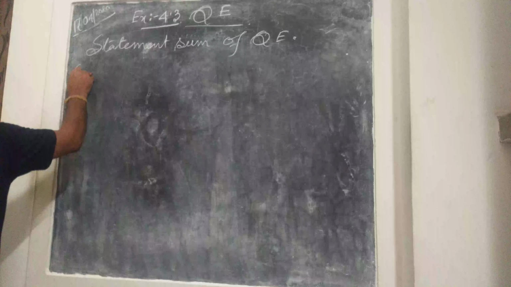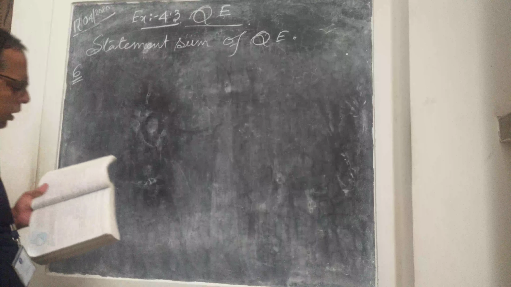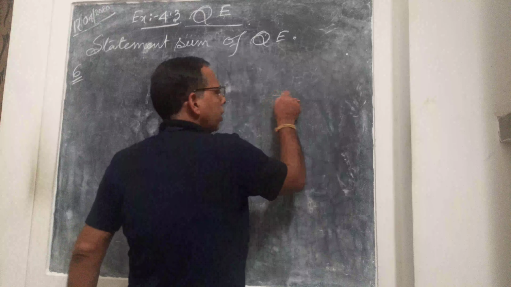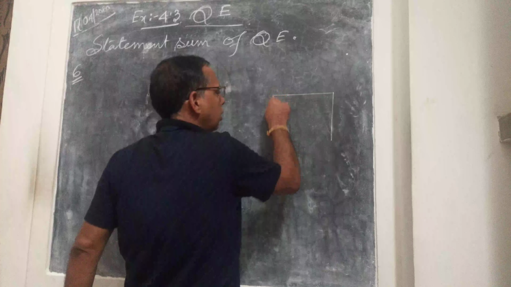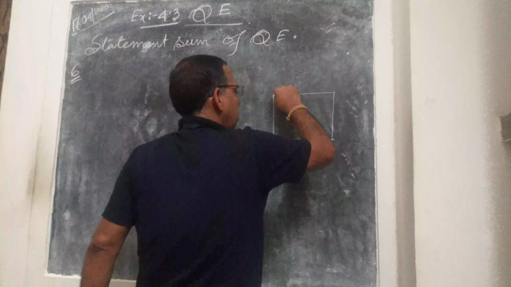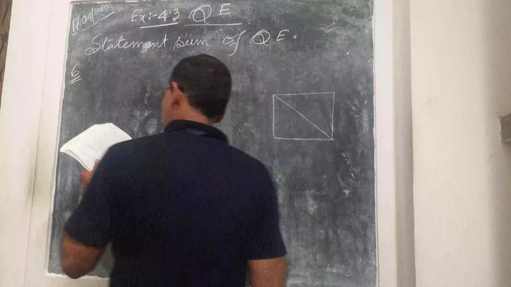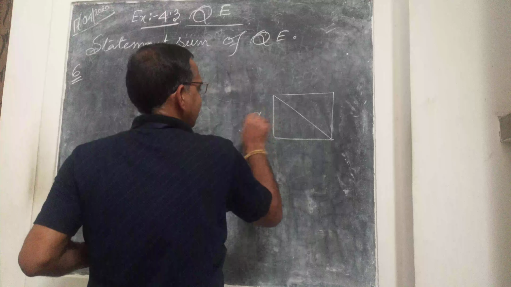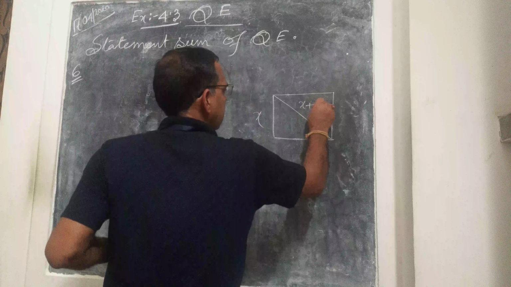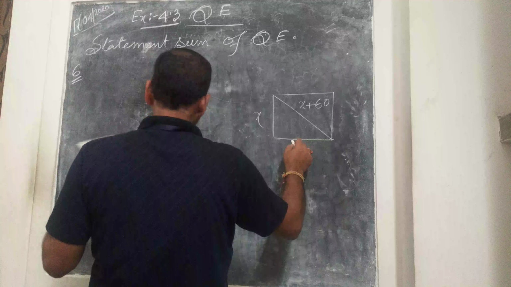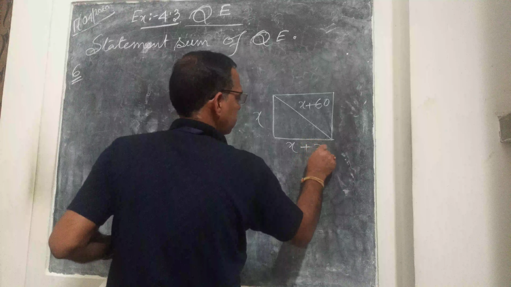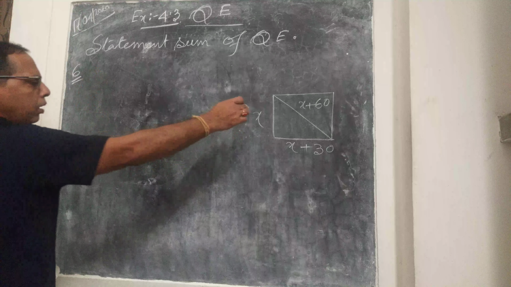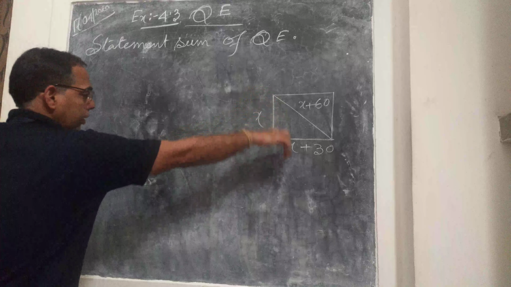Now next, see question number 6. The diagonal of a rectangular field is 60 m more than the shorter side. So draw a rectangle and draw the diagonal. Suppose the shorter side is x, then the diagonal is x plus 60. And the longer side is 30 more than the shorter side, so x plus 30. So which is independent? This is independent, and the other two are dependent.